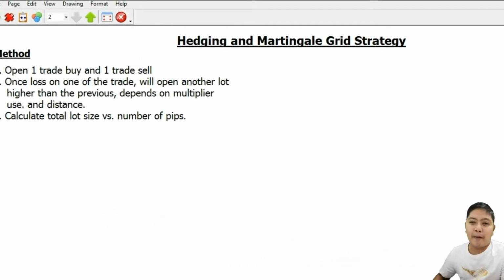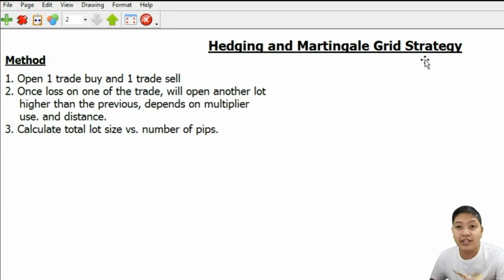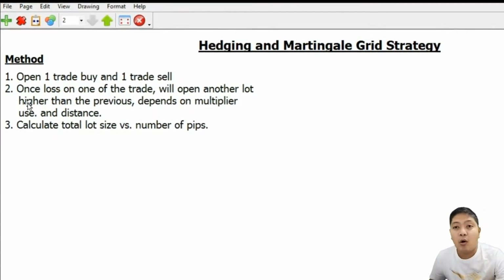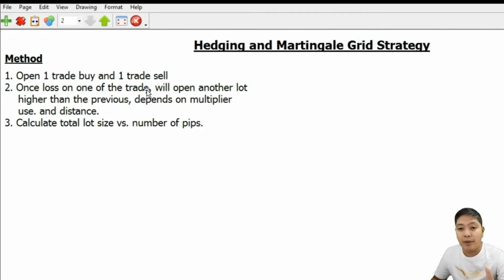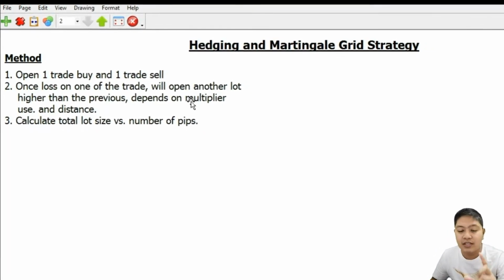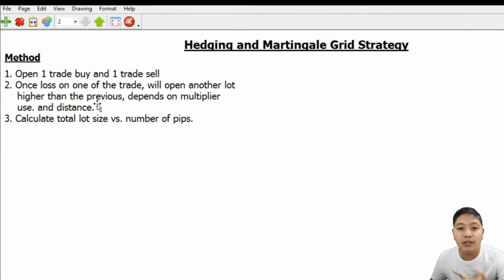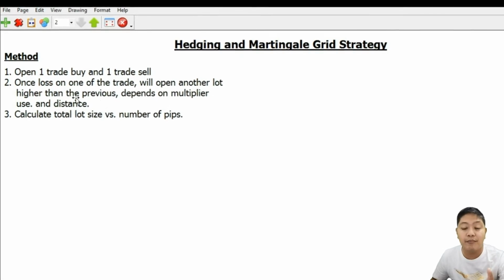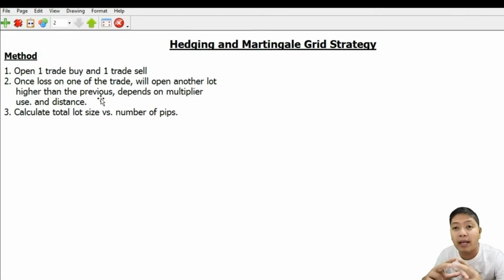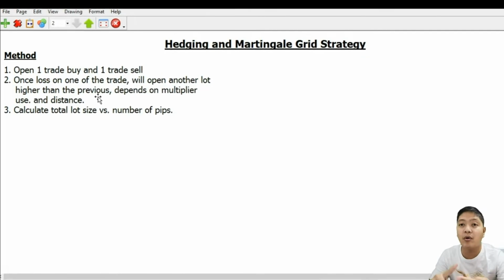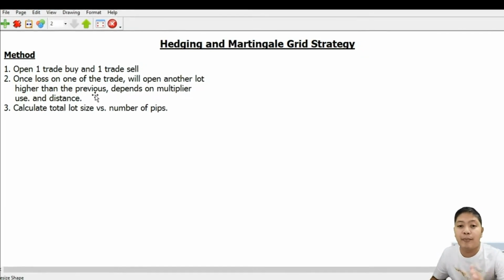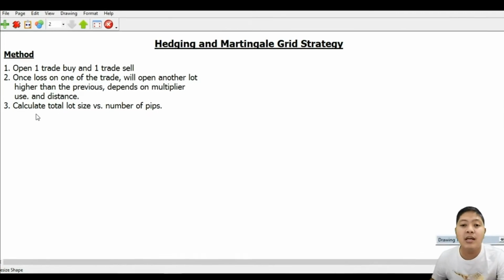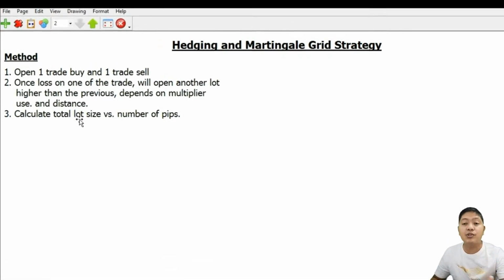Okay guys, here's the secret. The hedging and martingale grid strategy. The method we're going to use: first, open one trade on buy and one trade on sell. Number two, once one of the trades is lost, open another lot higher than the previous one. It depends on your multiplier, either 1.5 or 2.0, and on the distance you're going to use. Number three, calculate your overall lot size versus number of pips.